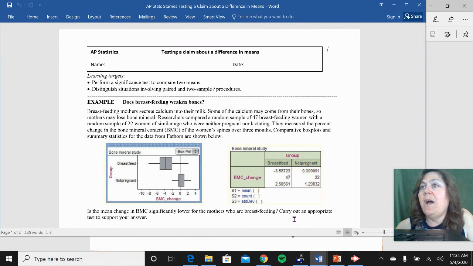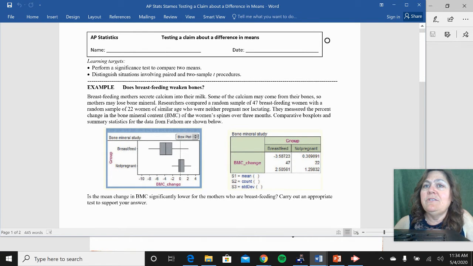Comparative box plots and summary statistics for the data are shown here using Minitab, and it asks you to answer, is the mean change in BMC significantly lower for the mothers who are breastfeeding? Carry out an appropriate test. Obviously, this is 2 separate populations, breastfeeding or not. You can't be doing both. So it's a 2 sample t-test here because we're comparing the means.